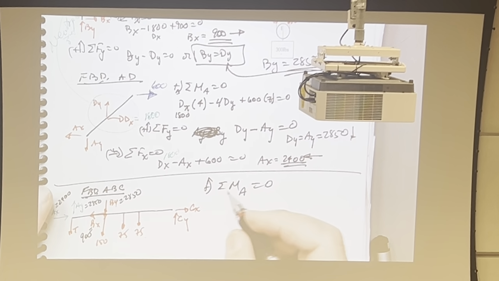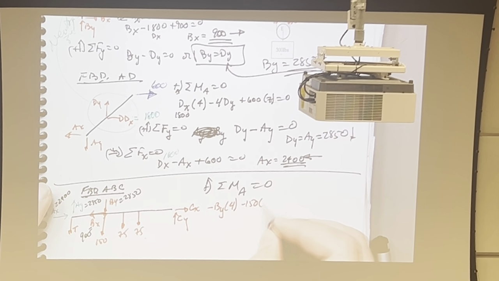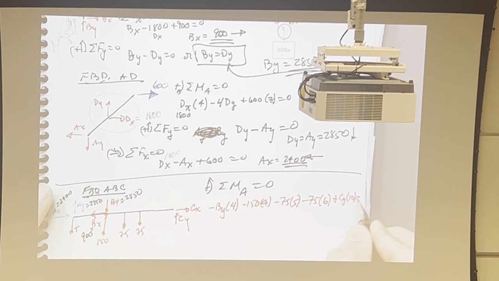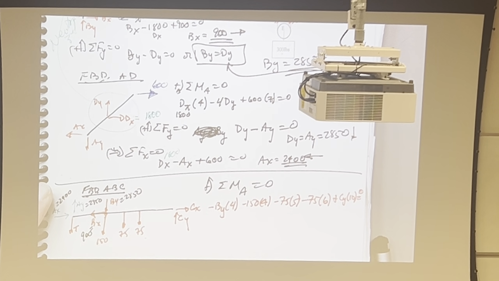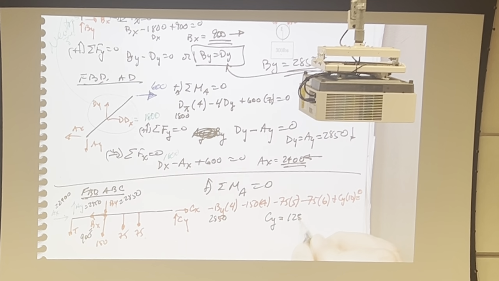So summing moments at A, I have minus BY times 4, minus 150 times 4, minus 75 times 5, minus 75 times 6, plus CY times 10 equals 0. But I already know what BY is, put it in, 2850. Voila, CY comes out. CY is 1282.5.